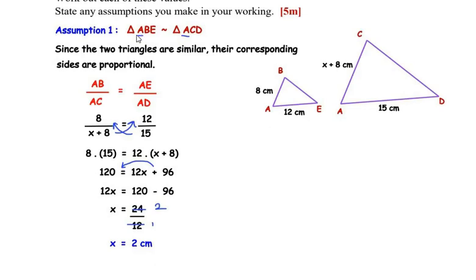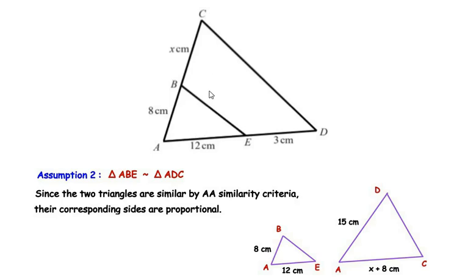Now let us move on to the second assumption which we are going to make over here. So I have reconsidered this figure over here for easy reference. Now the second assumption is triangle ABE is going to be similar to triangle ADC. That is angle A will be equal to angle A. Now angle B will be equal to angle D and angle E will be equal to angle C. So this is going to be our second assumption. So here we have written assumption 2, triangle ABE is similar to triangle ADC.